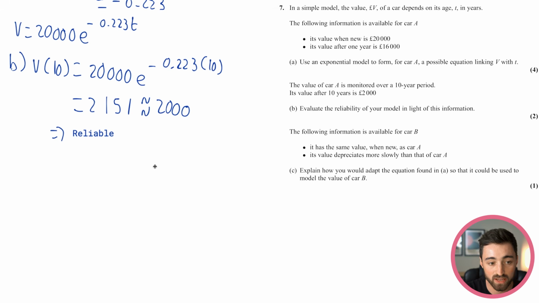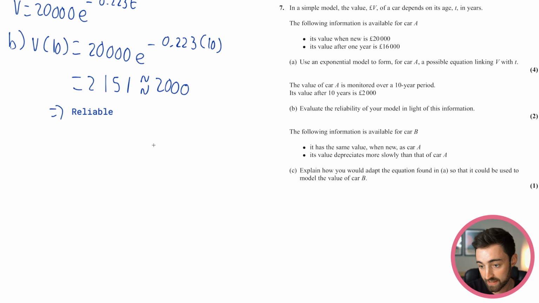Okay, so the following information is available for another car. It has the same value when the car is new. Okay, so 20 grand when it starts. That constant A is going to be that 20 grand. Value depreciates more slowly than that of car A. Okay, cool. So our model is of the form V equals initial price times e to the kt. The only thing that this really dictates is that initial price.